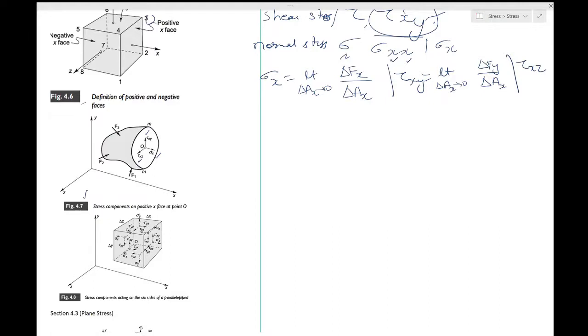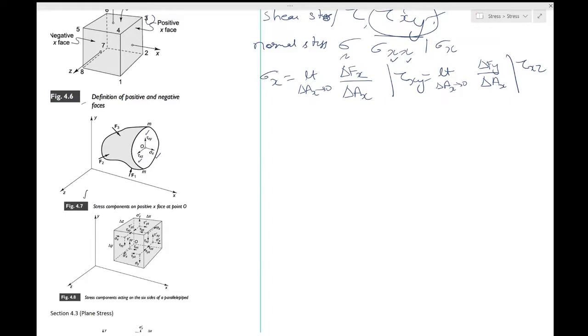Now again, the sign convention of this is the same as before, just like we had for the force before. The component is positive when a positively directed force component acts on a positive face, and it is negative the other way around. So this is the same sign convention as before, so we are not going through this.